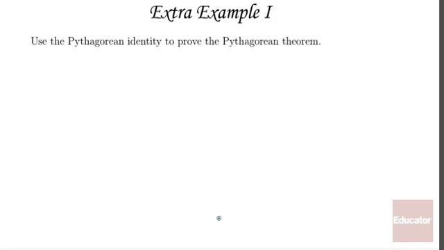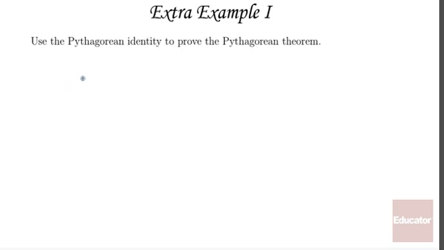Okay, we're learning about the Pythagorean identity, and what we're going to try now is to start with the Pythagorean identity and prove the Pythagorean theorem. Remember, what we did in the earlier example was we started with the Pythagorean theorem and we proved the Pythagorean identity. So the point of this is to show that you can get from one to the other, or from the other back to the first one, and so that the two facts are really equivalent, even though one sort of seems like a geometric fact and one seems like a trigonometric fact.